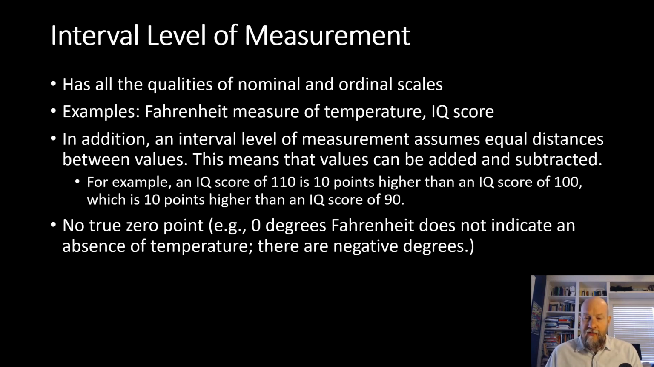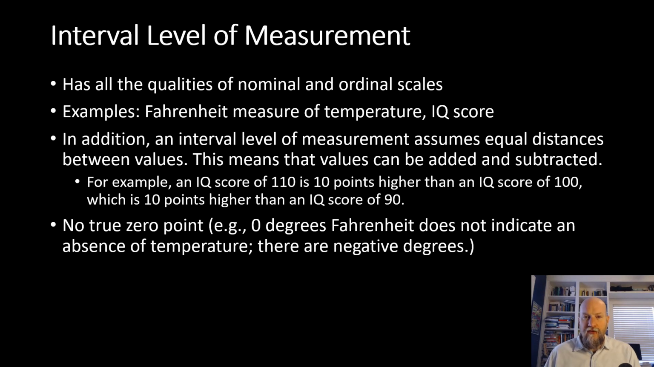A good example of the interval level of measurement is the Fahrenheit measure of temperature, or IQ score. Remember, this is one that has numerical distinction. There are equal levels between each numerical label within it. So 2 is equally greater than 1, 3 is equally greater than 2, and so on and so forth.